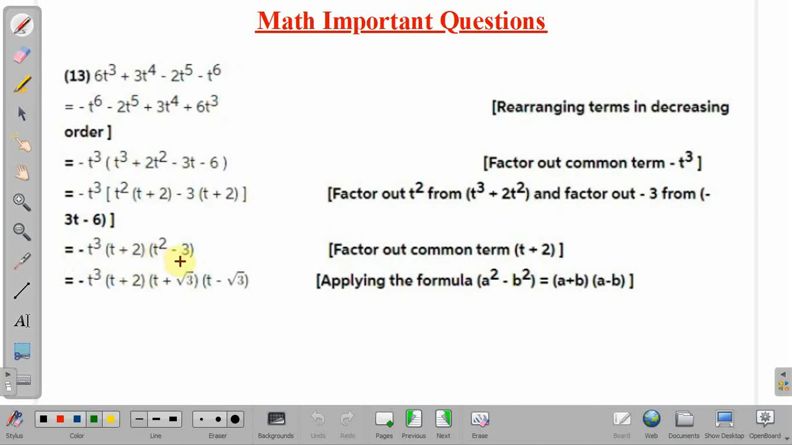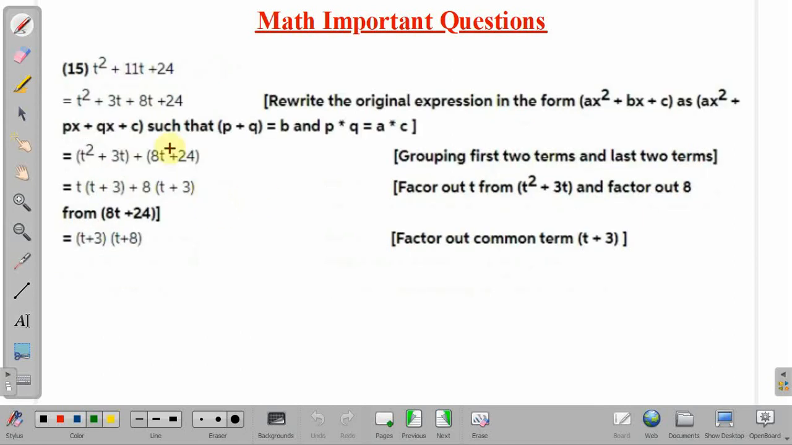Again t square minus 3, it can be written as, see, we can apply the formula a square minus b square. Okay, that is t square minus root 3 whole square. Okay, so applying that formula, we will get minus t cube into t plus 2 into t plus root 3 into t minus root 3. So this is our factors.